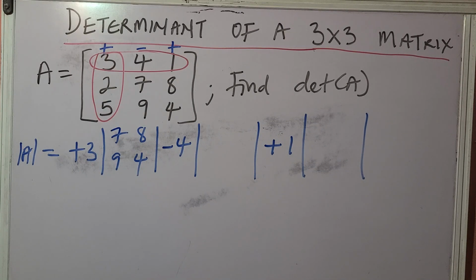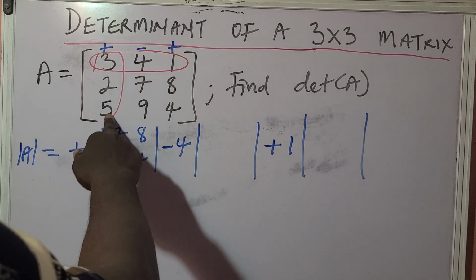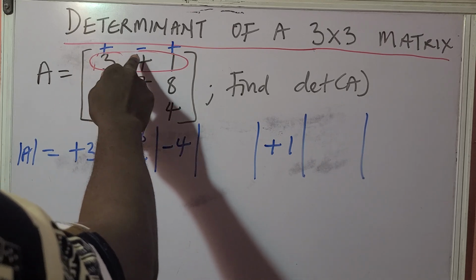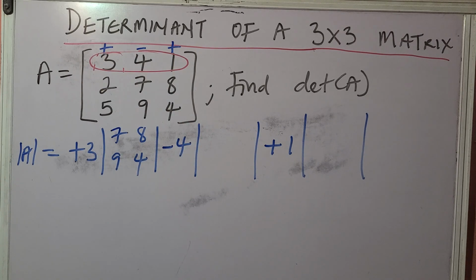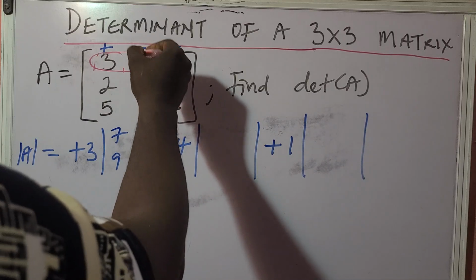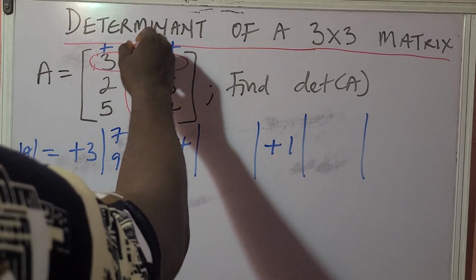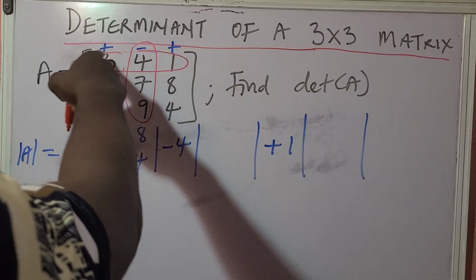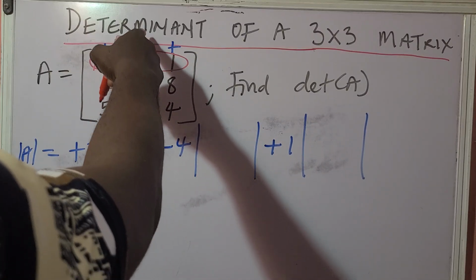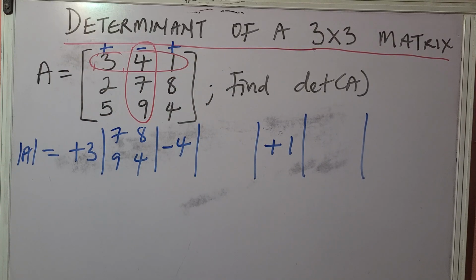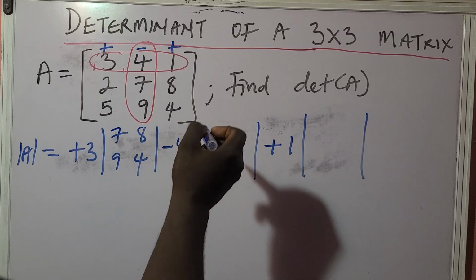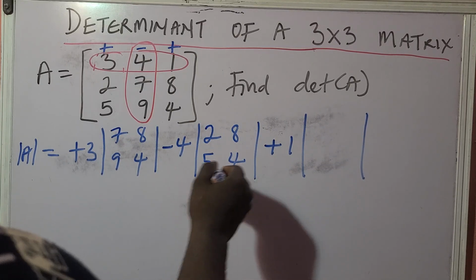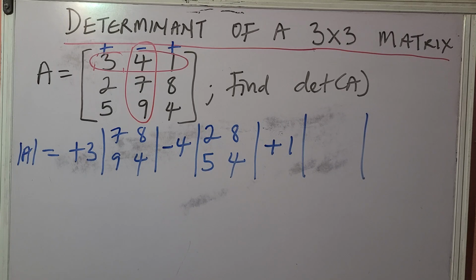So we go on to short off the next one. In this case, minus 4. We're shorting off row 1 and column 2 because this 4 lies on row 1, column 2. So we are left with 2, 8, 5, 4. This is our 2 by 2 matrix.